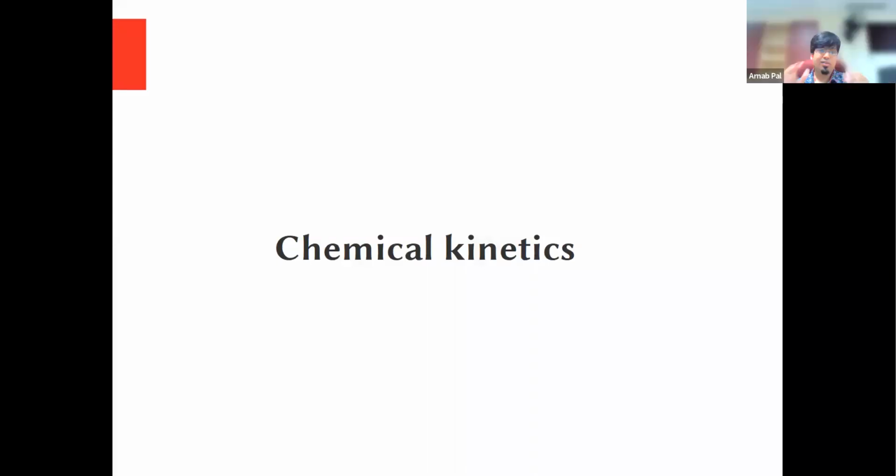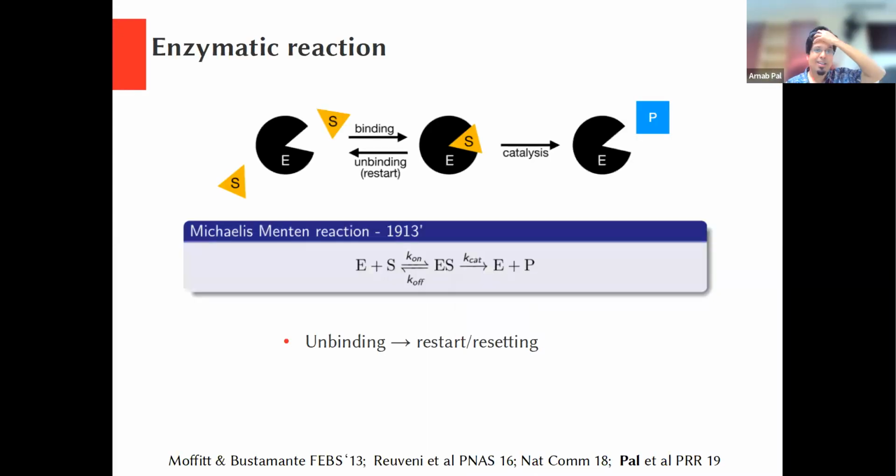Couple of minutes. Okay. So let me just go back to chemical kinetics again, this enzymatic reaction. This is the very classic Michaelis-Menten reaction. So we have the substrate and enzyme reversibly binding, getting this metastable state. From there, it can unbind or form a catalysis. So I just want to emphasize the fact that restart is exactly equivalent to the unbinding, because when it unbinds, the enzyme is again free to operate on any other substrates for that matter.